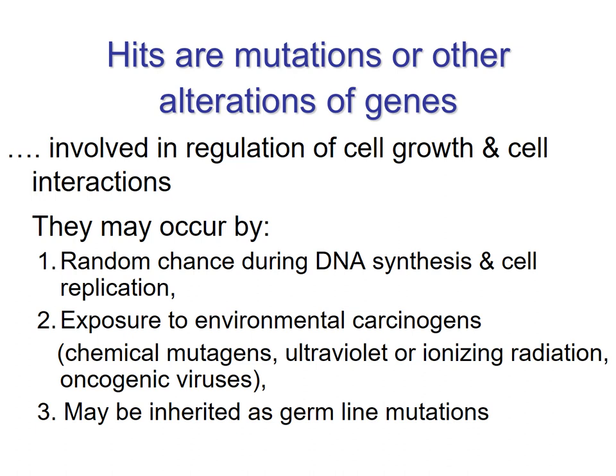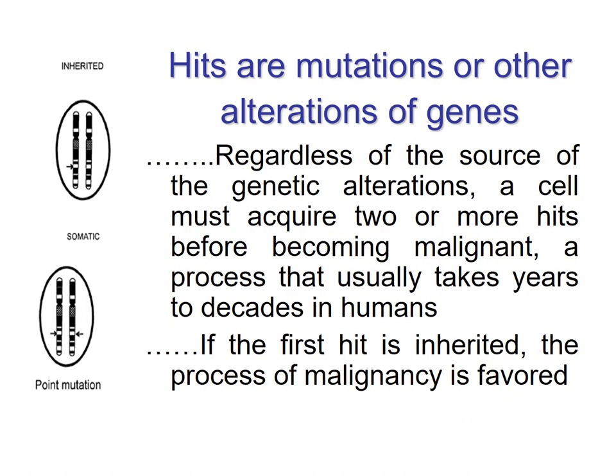And which genes, when mutated, play a role in cancer? Naturally, those which are involved in regulation of cell growth and cell interactions. These genes can be mutated without any environmental exposure, like the baseline rate of mutation, where there is random chance during DNA synthesis and cell replication, or due to exposure to environmental carcinogens like known chemical mutagens, radiation, viruses, and in absence of both, inherited germline mutations.